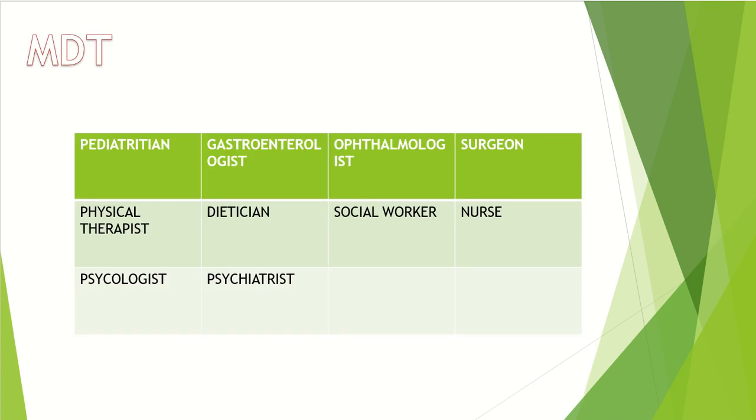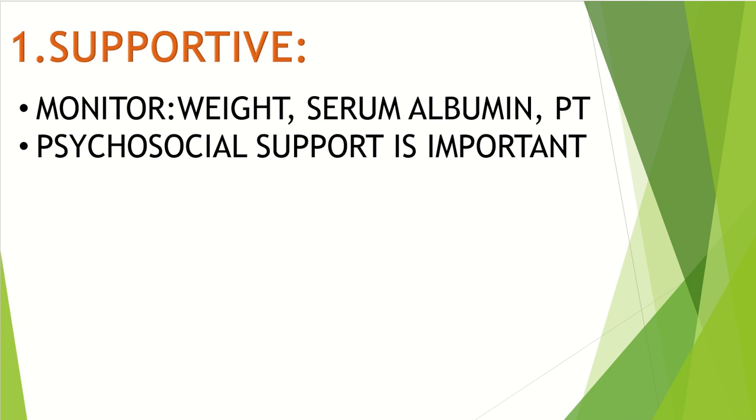First of all, the most important thing is a multidisciplinary approach, which involves a pediatrician, gastroenterologist, ophthalmologist for examination to find out any Kayser-Fleischer rings which are present in Wilson disease, a surgeon, a physical therapist, a dietitian, social worker, nurse, psychologist, and psychiatrist. The first most important thing in the treatment is supportive treatment, which includes monitoring the weight of the child, the serum albumin, the PT, and psychosocial support, which is important.